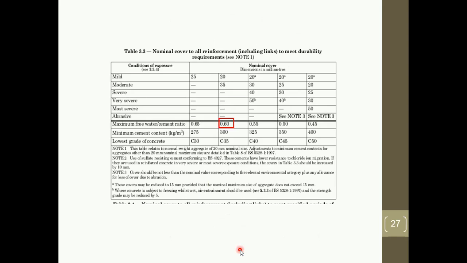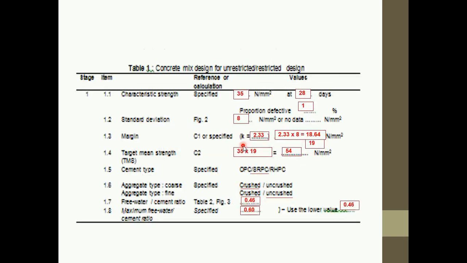For the maximum free water cement ratio, this is given in BS 8110 for the lowest grade of concrete. For example, since we are going to design for C35, the maximum free water cement ratio equals 0.6. So we substitute all the values into the form: free water cement ratio equals 0.46 and maximum free water cement ratio equals 0.6. Then use the lowest value, which is 0.46.